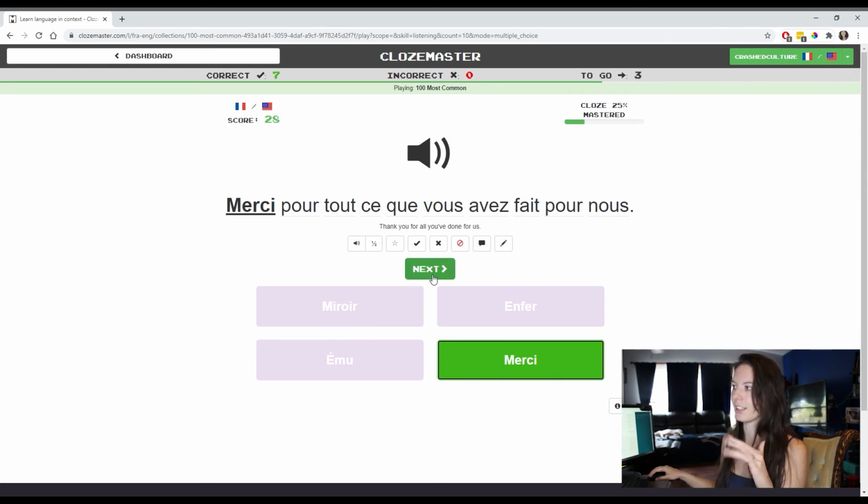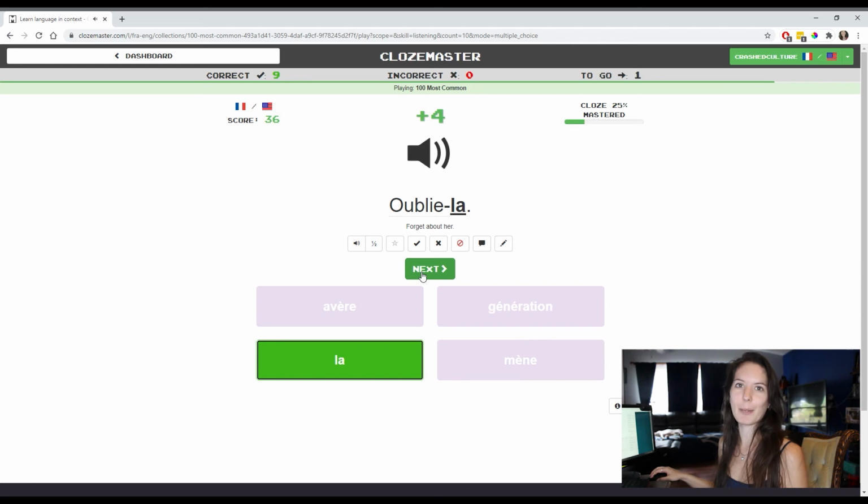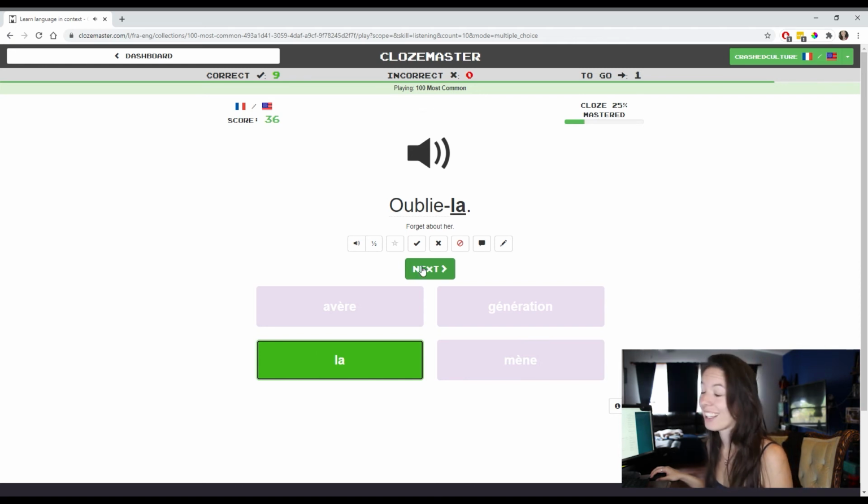That's definitely intermediate-esque grammar, like what I was saying with the Spanish, with the past tense. Even though it was multiple choice and it wasn't a whole lot of thinking about which past tense it was, just being able to recognize what estaba was a little bit helpful. Oublie-la. Forget about her. Clozemaster keeps it real, yo.